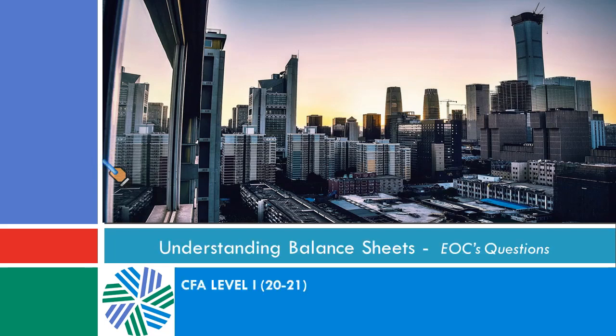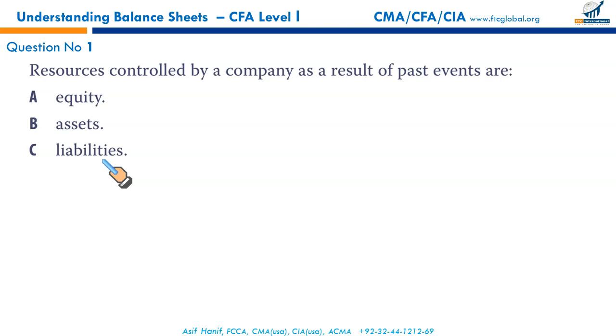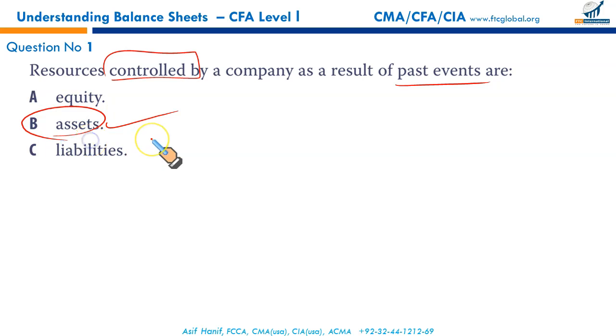Understanding balance sheets EOC questions, starting with question number 1. It says, resources controlled by a company as a result of past events. Resources controlled, not necessarily owned, are called assets. So we need to look no further. B is the right answer. Assets are the resources controlled by a company as a result of past events.